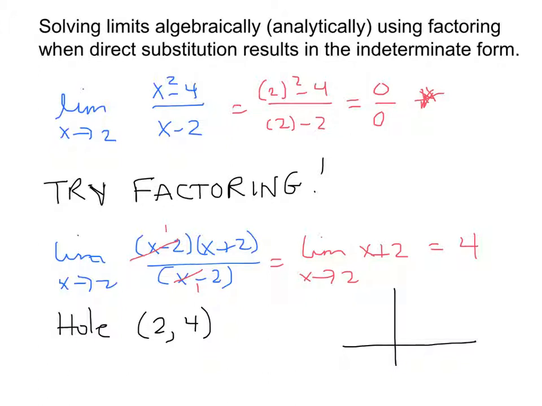So when I look at the graph, I'm going to get a picture something like this, and at the point 2, my limit as I approach 2 from the left-hand side and I approach 2 from the right-hand side is still going to be that same value of 4, but I don't have an actual function value at 2. That's what that hole represents.